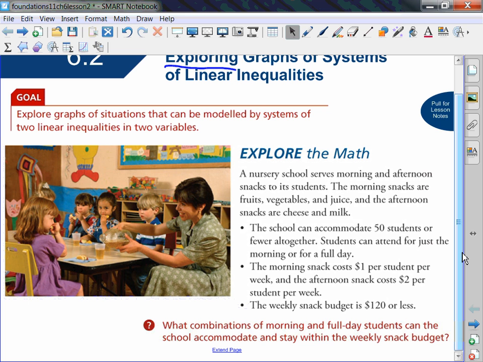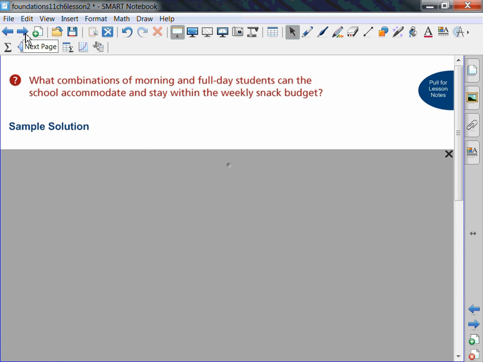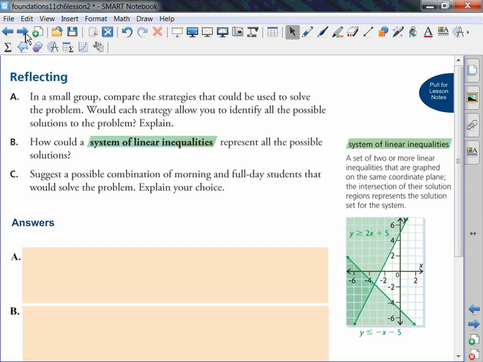The question is, what combinations of morning and full day students can the school accommodate and stay within the weekly snack budget? This is a big part of what we're going to be doing for the rest of this chapter. The two inequalities and two variables going on at the same time. Skip ahead to the next page here. We don't need to look at the sample solution.